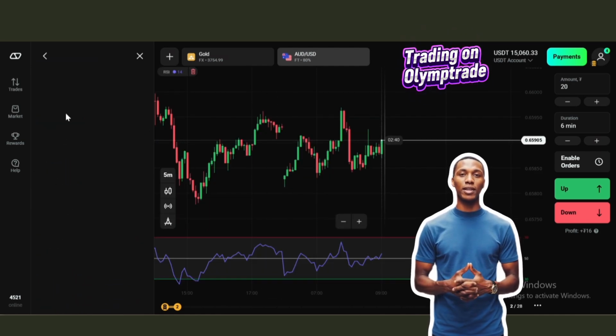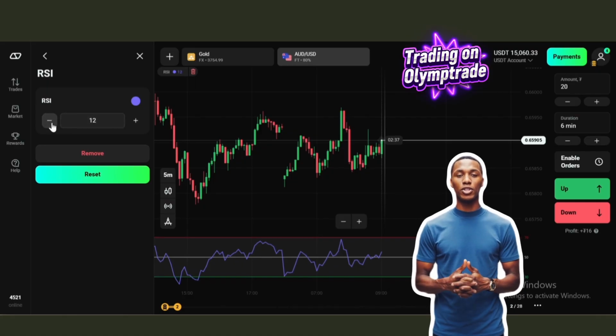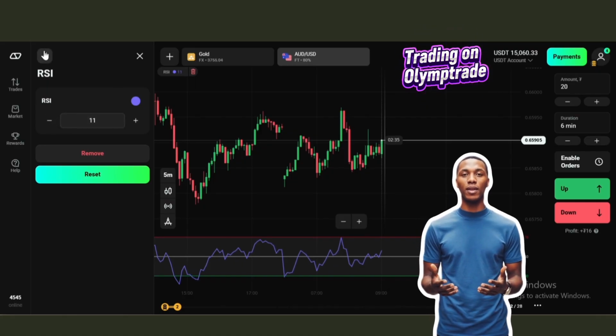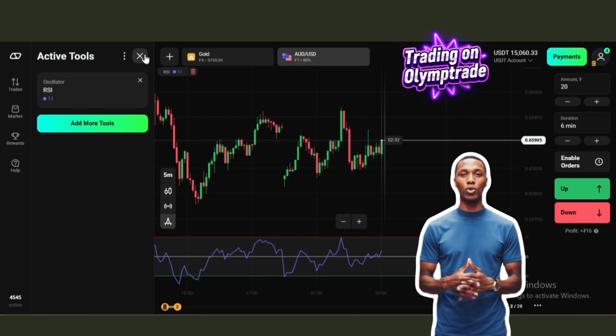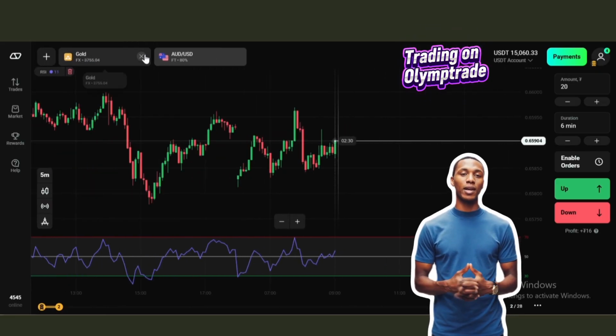Before adding it to your chart, ensure you modify it by changing it to 11. After modifying the RSI, you want to add it to the chart. As you can see, it is now being added to the chart.